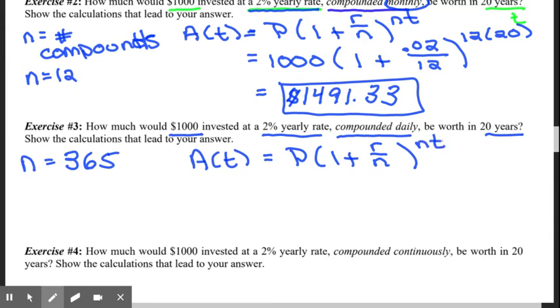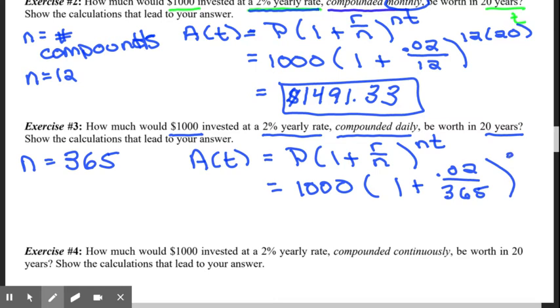Okay. So our principal is the same number, 1,000. 1 plus 0.02, same rate. This time, instead of a 12 for n, it's 365. And then the exponent is 365 times t, which is 20. So you carefully put that into your calculator, and I got $1,491.81.